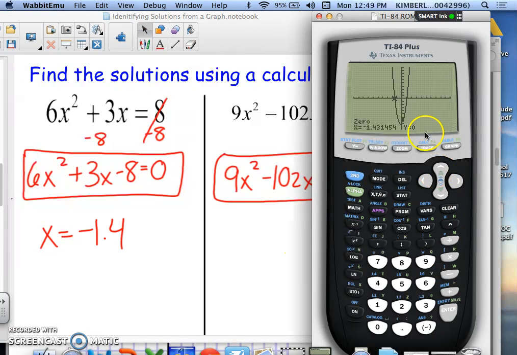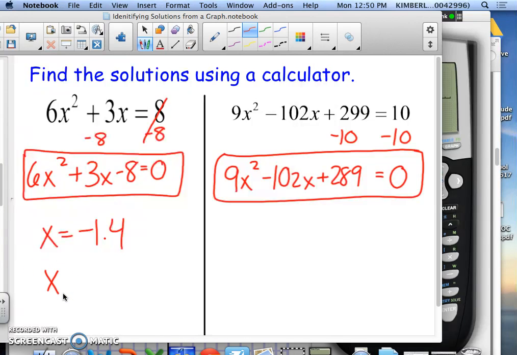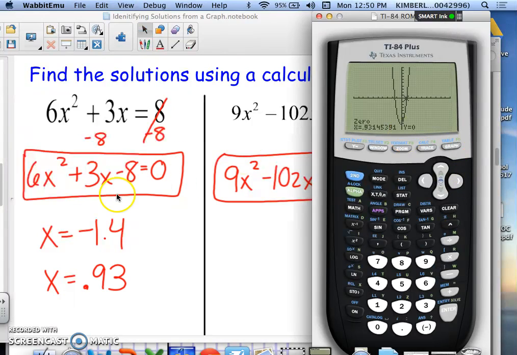Okay. I need to again find this point over here. So I'm going to press second trace, go down to 0, and then I'm going to go over here to the left of this point, so somewhere below it, and hit enter. I'm going to go to the right and hit enter, and enter one last time to get 0.93. Okay. So those are the answers we got from them when we did them the first time. But again, those are how you find the steps in the calculator.